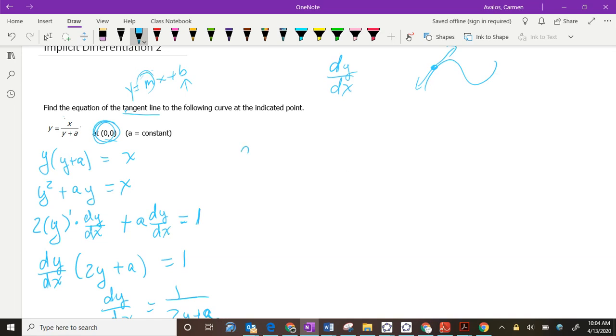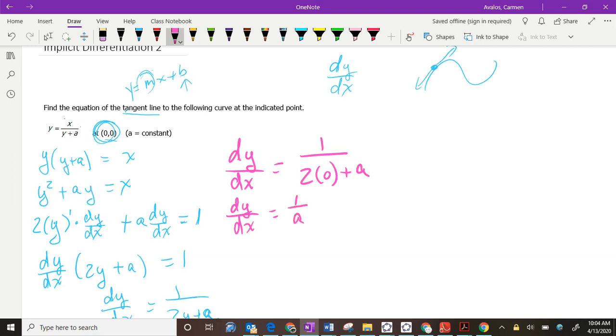So I take the dy/dx, and we know we have 1 over 2 times y, and y is 0, so we replace that with 0, and then plus a. So we have dy/dx equal to, that cancels out, 1 over a. So that is actually your derivative, or your slope.